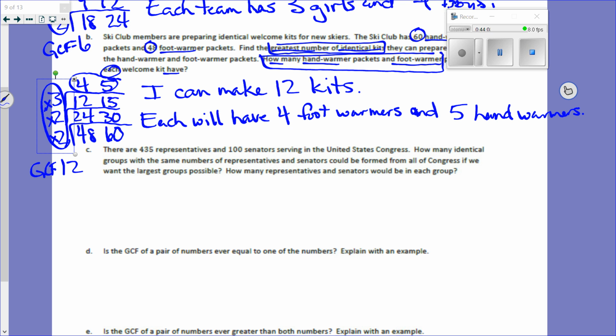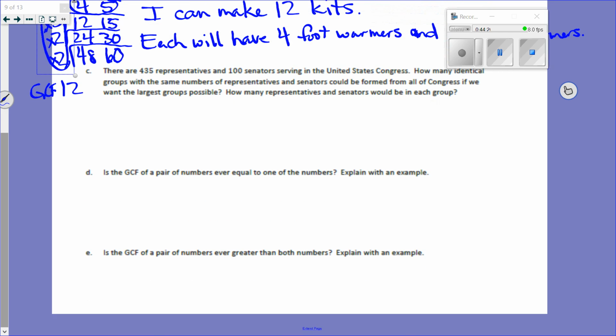Okay, I'm going to let you guys do the next one. First off, determine, are you finding GCF or LCM? Then do the work and see what your answer is. Okay, guys, let's look at this one real quickly, on our problem.